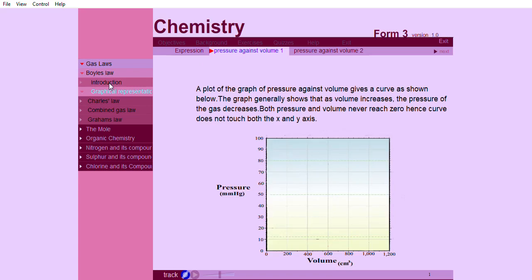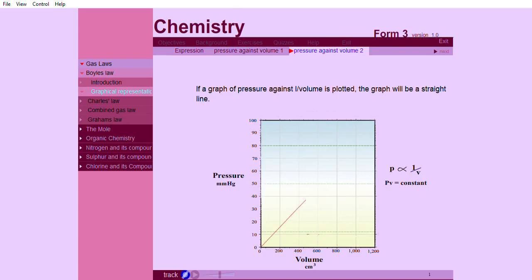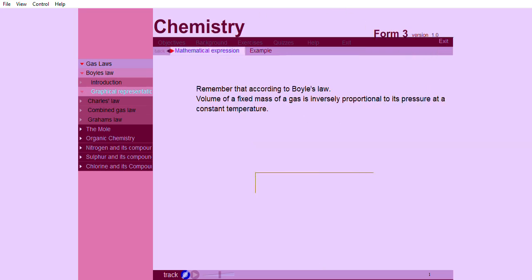A plot of the graph of pressure against volume gives a curve as shown below. The graph generally shows that as volume increases, the pressure of the gas decreases. Both pressure and volume never reach zero. Hence, the curve does not touch both the x and y axes. If a graph of pressure against 1 over volume is plotted, the graph will be a straight line. Remember that according to Boyle's law, the volume of a fixed mass of a gas is inversely proportional to its pressure at a constant temperature.